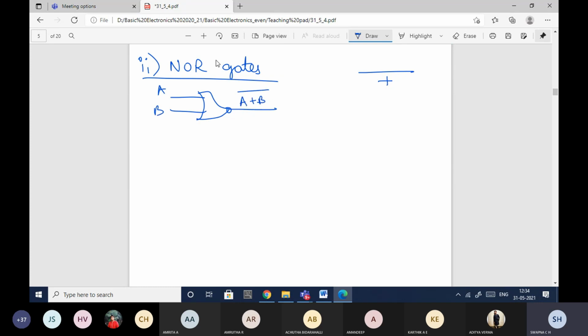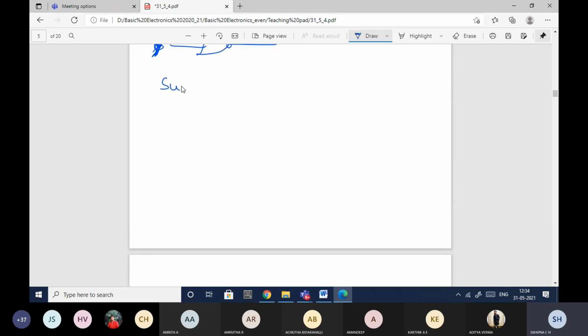Okay, I'll take X, Y, in order to avoid the confusion. X plus Y whole bar form. I should have plus in between and I should have the complement. So this is how I need to write the equation. Again I need to implement using NOR gate.